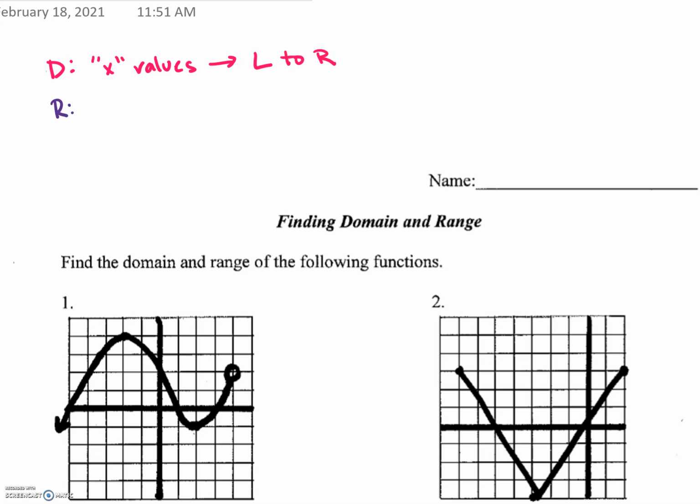For range, remember range is going to be my possible y values. So range is going to go vertically, so up and down. So for range, you want to start at the bottom and go to the top, or you can think of it low to high. Alright, so that's how we're going to think about domain and range.